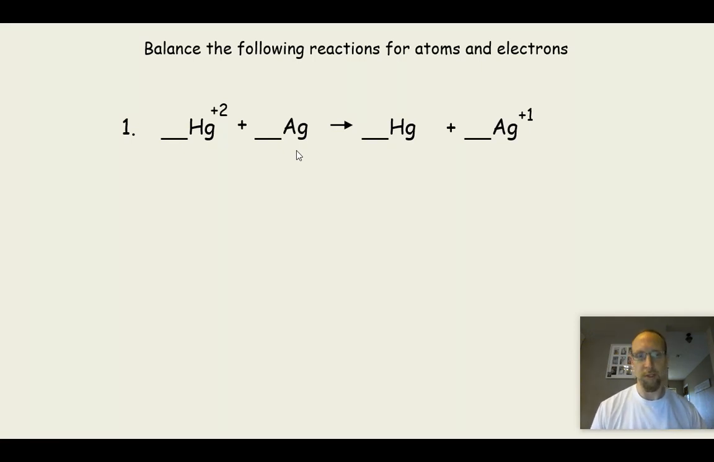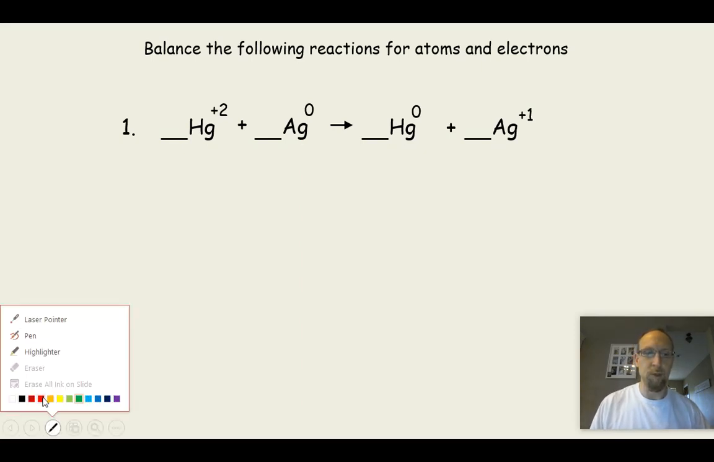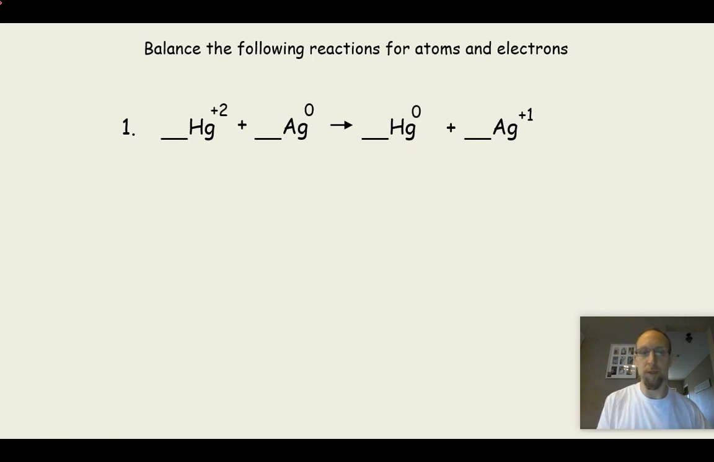So let's look at this example. Number 1, Hg plus 2 and Ag are making Hg and Ag plus 1. So again, let's go back through our steps. So step 1, assign oxidation states. So we give our zeros to our uncombined elements, Ag and Hg. All right. Step 2, connect the ones that changed. So Hg plus 2 became Hg0, and Ag0 became Ag plus 1.